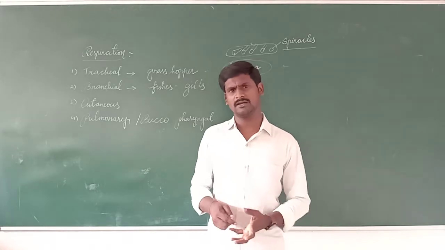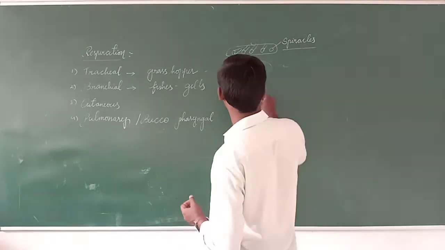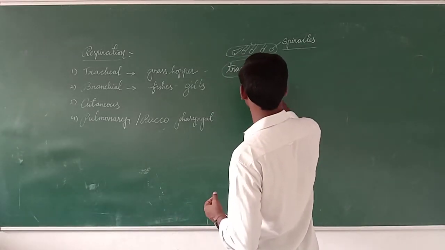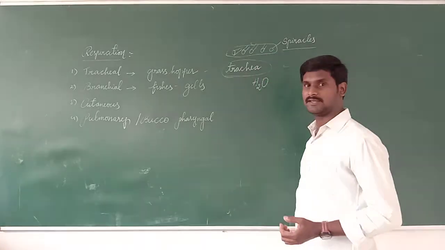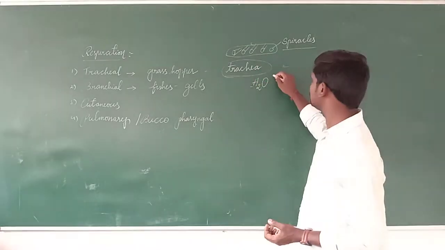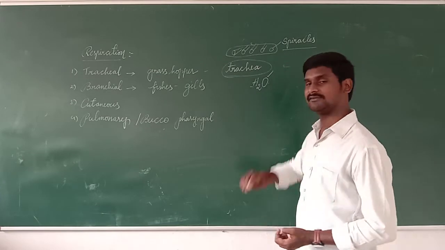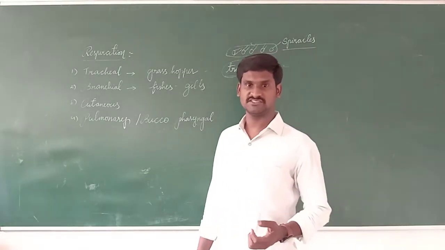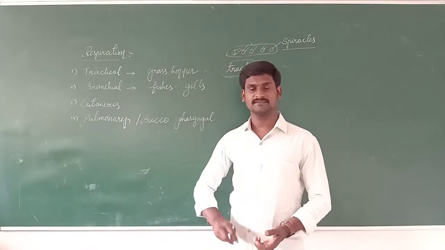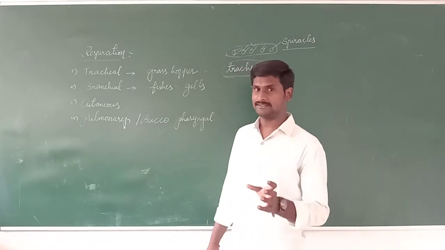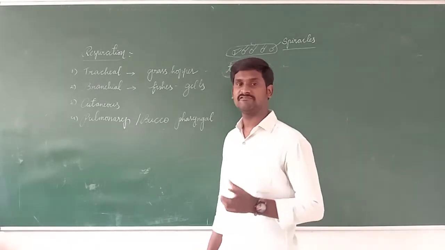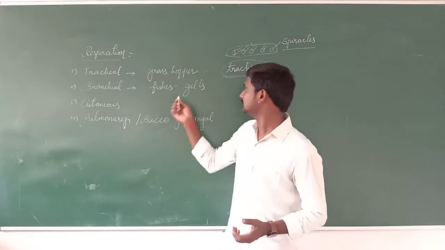You may have wondered how the gas is mixed in the water. You know the formula of water is H2O: two hydrogen atoms and one oxygen atom. Fishes take this oxygen from the water. By that, they have a specialized organ which helps for respiration, that is gills.